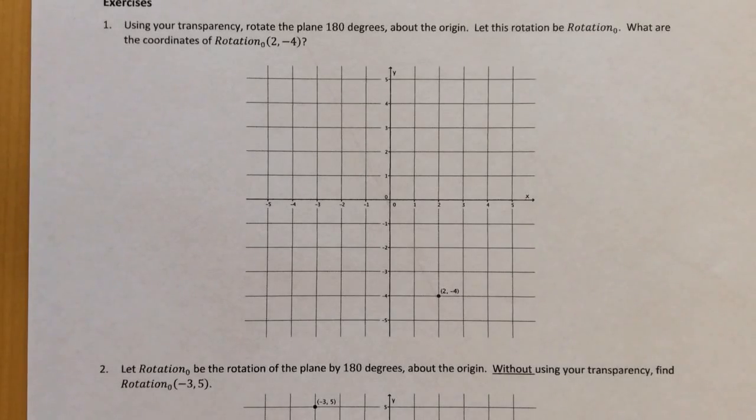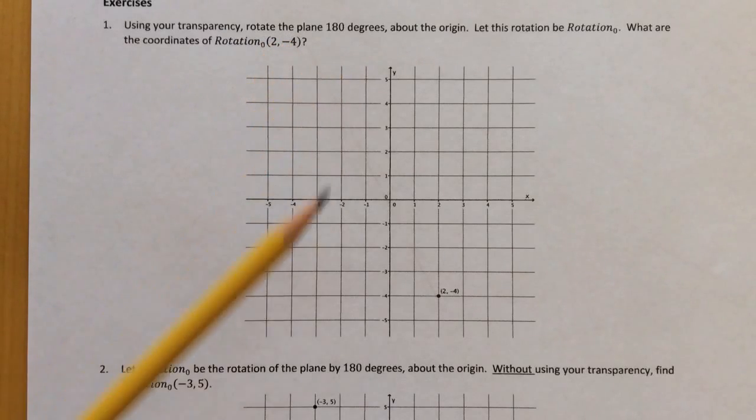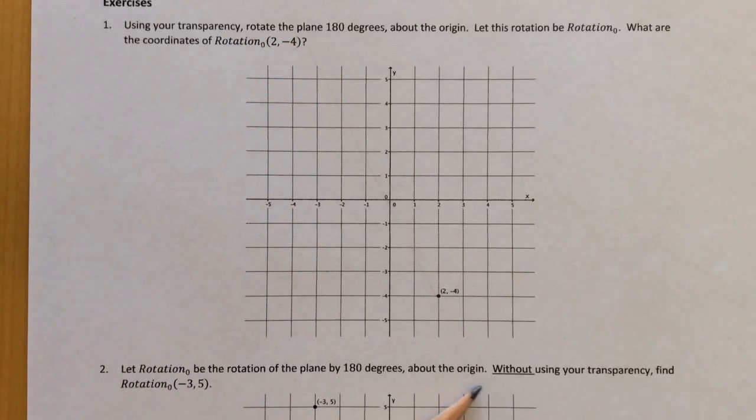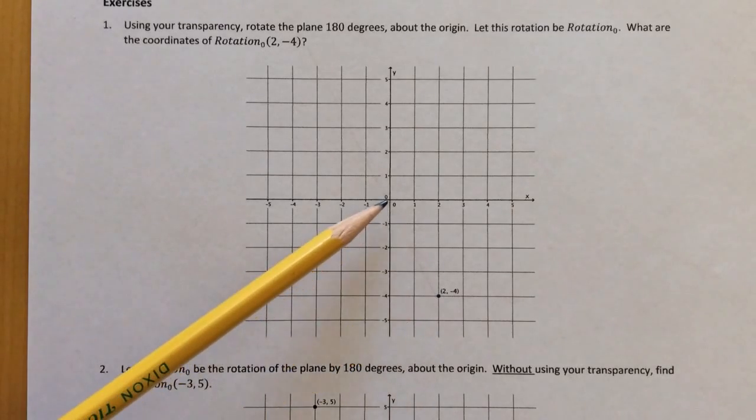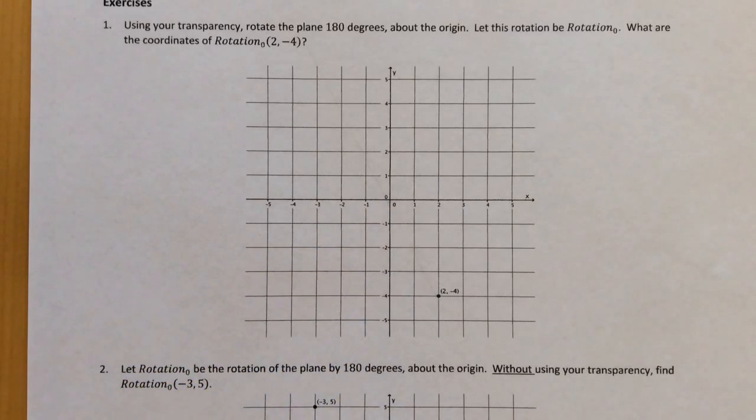All right, now you're going to complete exercises 1 and 2 on your own, and then come back and we'll do the solution together. I just want to point out that in exercise 1, it specifies to use your transparency to rotate the plane 180 degrees. And in exercise 2, it says don't use your transparency to figure out what the rotation of a point is. So go ahead and work on those. You're going to use the fact that a point, the center of rotation, and the rotated point are all going to lie on the same line. Okay, so pause the video, come back, and we'll solve those together.